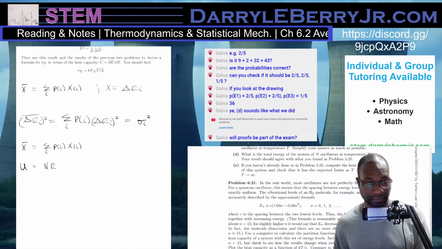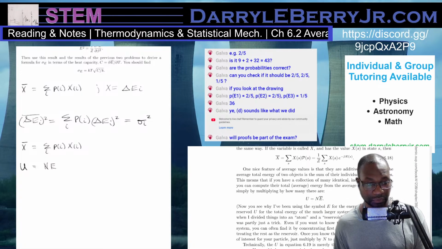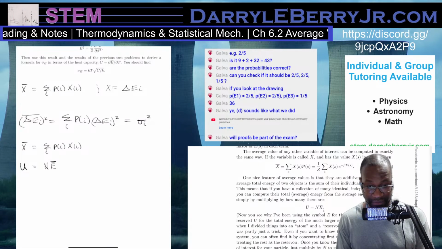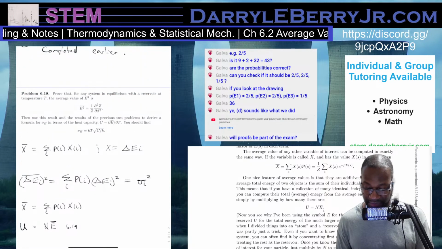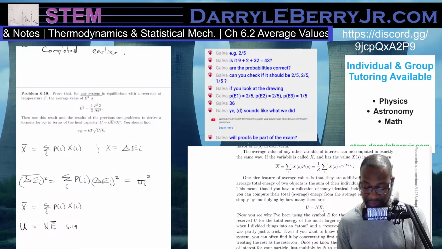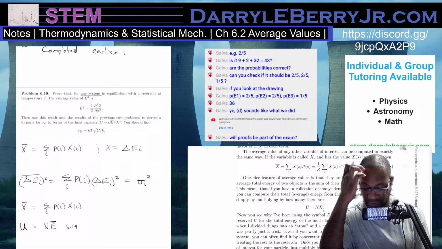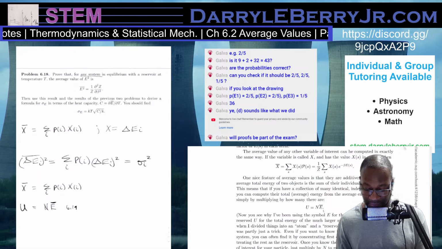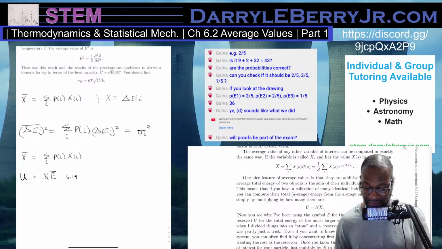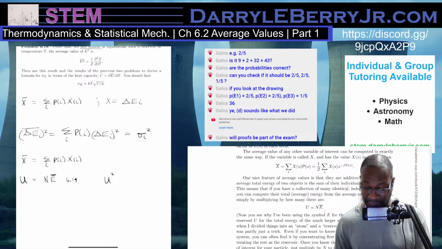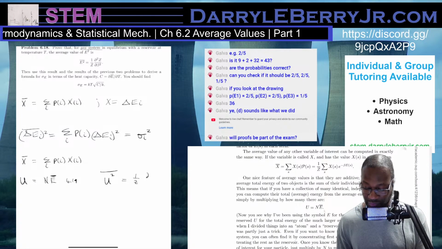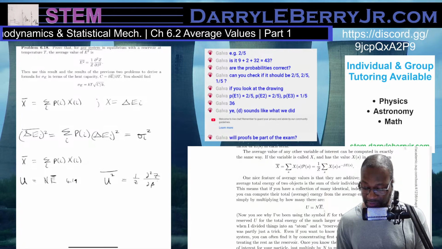I was scrolling for something earlier. So here we go, this is 6.19. Oh, average value. And here it's saying that for any system in equilibrium with a reservoir, the average value of E squared is that. So I assume they mean the energy of the system. So if I'm thinking about this properly, it's saying that the average value of U squared equals 1 over Z times the second partial derivative of Z with respect to B.